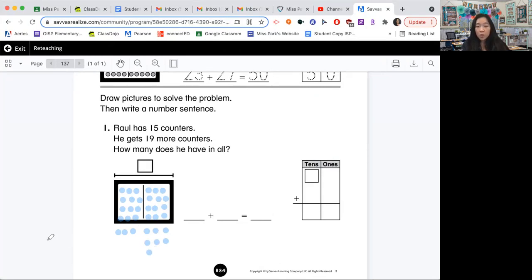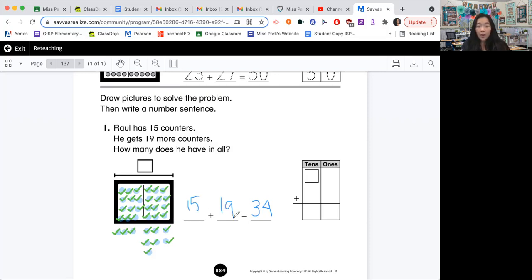All right, so we drew our picture. Now what we can do is we can count on. Ready? 1, 2, 3, 4, 5, 6, 7, 8, 9, 10, 11, 12, 13, 14, 15. Count on. 16, 17, 18, 19, 20, 21, 22, 23, 24, 25, 26, 27, 28, 29, 30, 31, 32, 33, 34. So if we use the count on strategy, then our total would be 34. So 15 plus 19 would give you 34.